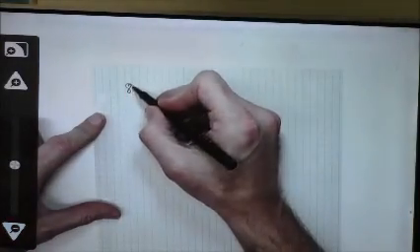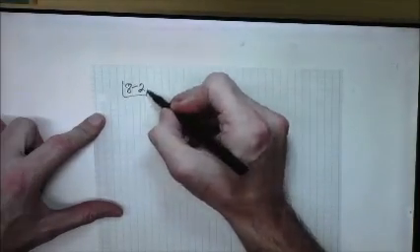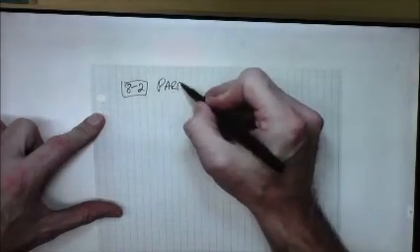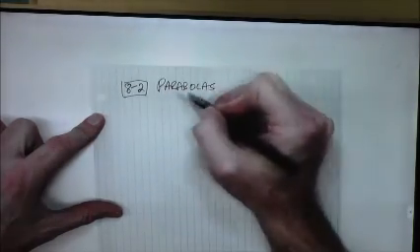Let's reduce it a little here. For 8.2, parabolas.